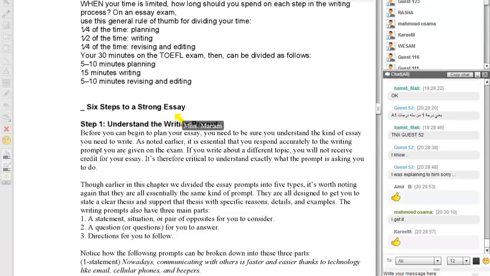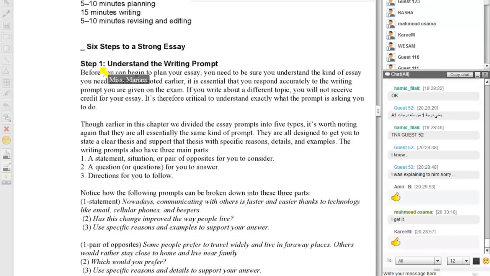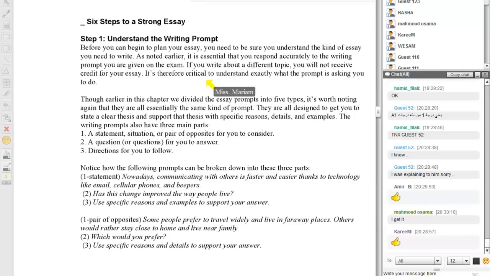And there are 6 steps to a strong essay. How to write a strong essay? The first thing you should do is to understand the writing prompt. The prompt has 3 parts: a statement, situation, or pair of opposites for you to consider.